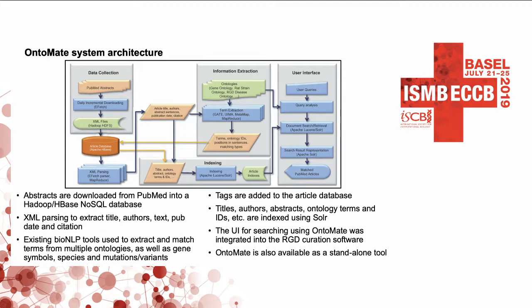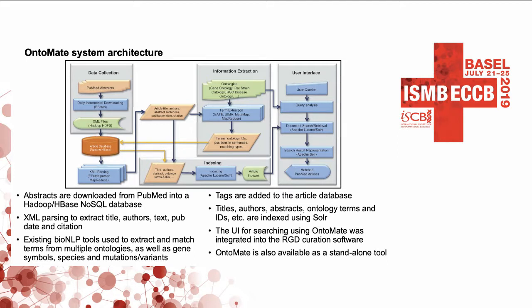with what PubMed has. And then XML parsing is used to extract the title, the authors, the text, publication date, and citation. Then existing bio-NLP tools were used to extract and match terms from multiple ontologies, as well as gene symbols, species, and mutations or variants. And we did not actually develop any natural language processing tools. We used the ones that were available. So those produce tags, and those tags are added to the article database, and then titles, authors, abstracts, ontology terms and IDs, and so forth are indexed using Solr.